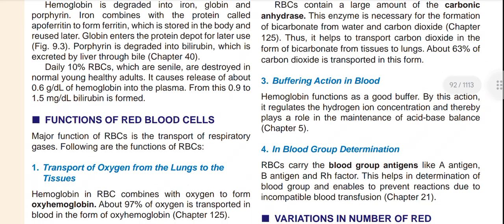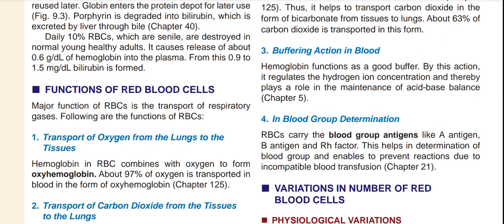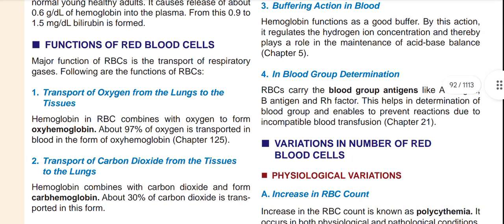Now, buffering action in blood. Hemoglobin functions as a good buffer. By this action, it regulates the hydrogen ion concentration and thereby plays a major role in the maintenance of acid-base balance. And in blood group determination, RBC carry the blood group antigens like antigen A, antigen B, and Rh factor. This helps in determination of blood group.